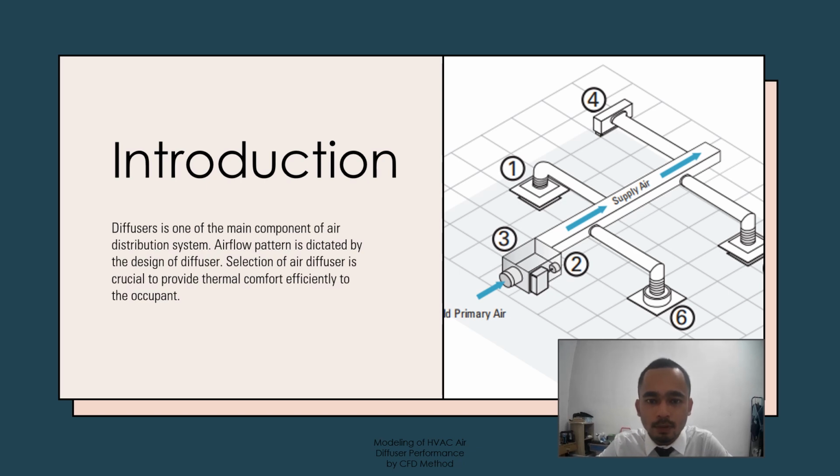So let's begin with the introduction. As we can see from the figure shown in the slide, it is an illustration of an air distribution system where the air starts flowing from the air handling unit, flowing through the ducting, and then goes into the diffuser, which is located at different zones. The air that is supplied by the system, we can call it conditioned air. Every component that we can see in this illustration is the main component of an air distribution system.